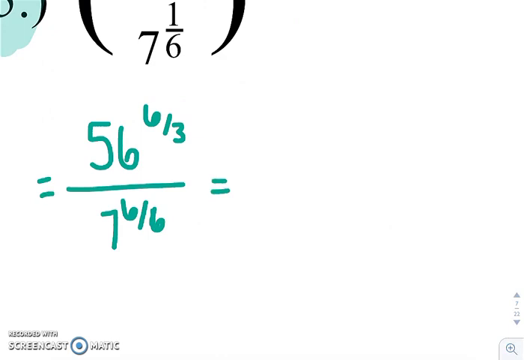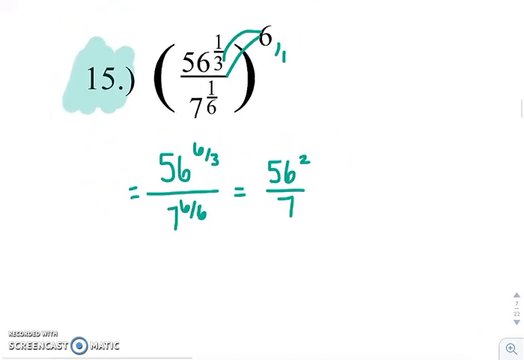So 6 over 3 is 2, so we have 56 squared over 7. So all I would do is say, okay, 56 squared is what? Divided by 7 is 448. We got rid of those fraction exponents. We have our value. We are done.